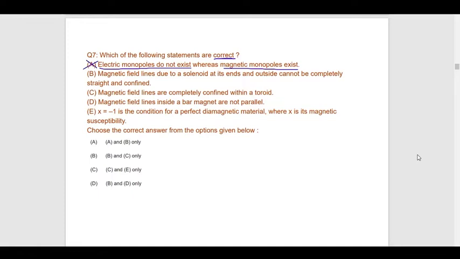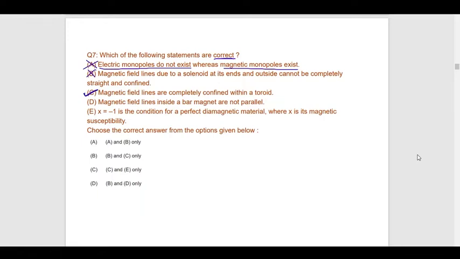Statement B says magnetic field lines due to a solenoid at its end and outside cannot be completely straight and confined. Okay, so this is incorrect because the magnetic field lines near the end and inside the solenoid are absolutely straight, and they are confined within the solenoid body. So statement B is also incorrect. Statement C says that magnetic field lines are completely confined within a toroid. That is a completely correct statement.